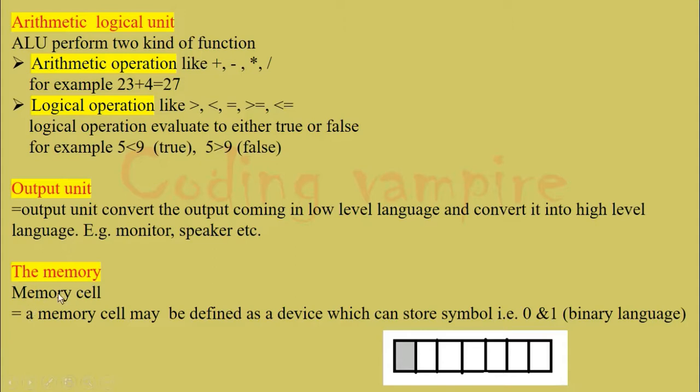The memory cell. A memory cell may be defined as a device which can store symbols, that is 0 and 1. And 0 and 1 are called binary. It is a binary language. So here you can see this shaded box is a memory and it can either store 0 or 1.